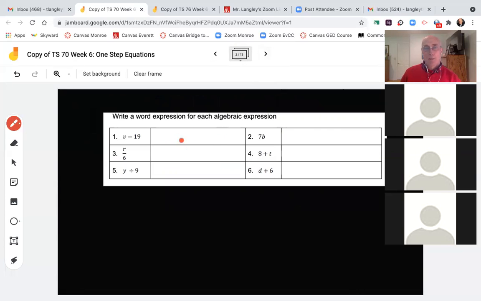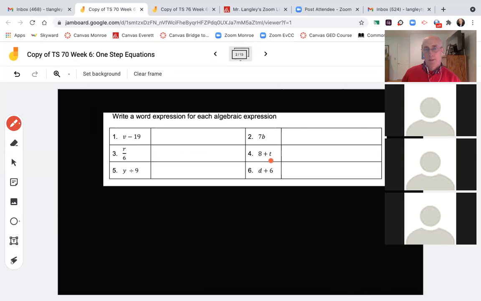Now for this one, I think I'm just going to speak it out loud. Here you've got an algebraic expression, v minus 19. So I could just write the letter v and then spell out minus 19. 7b, 7 times b. Or number 3, you've got r divided by 6. I might just write r, spell out divided by 6. Hopefully this is starting to catch on.